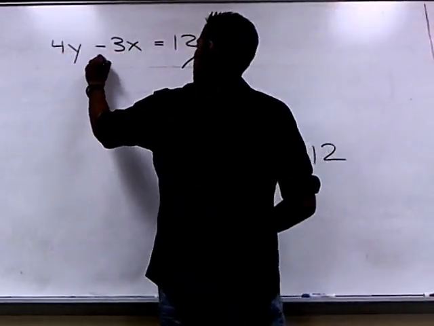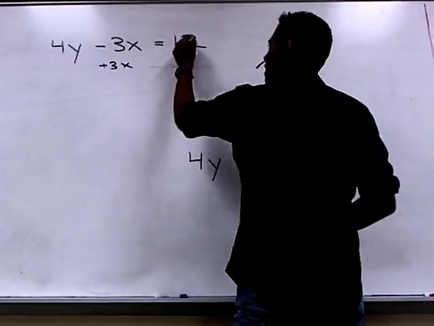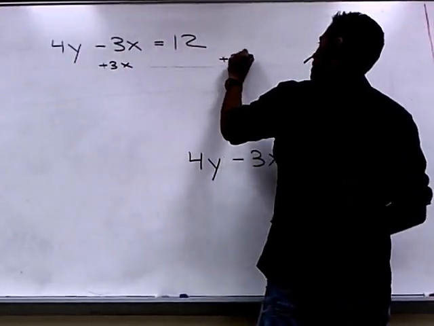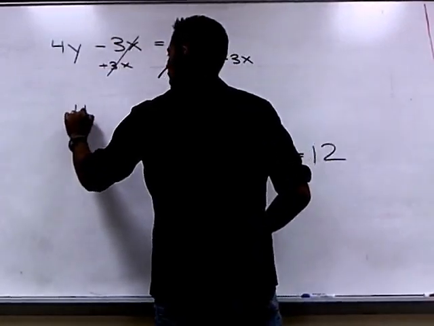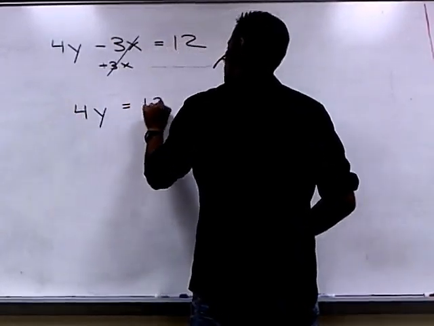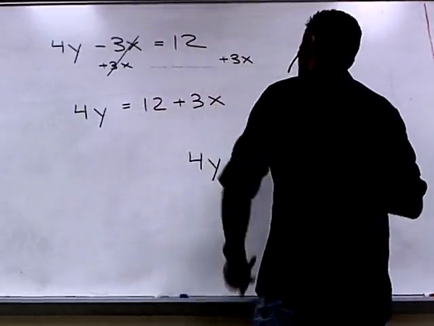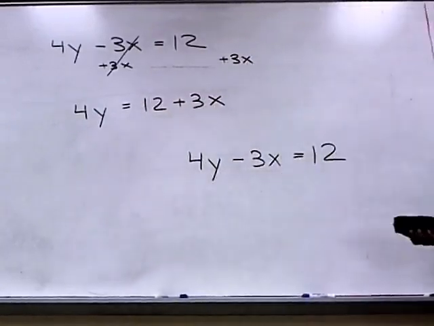We're going to move this over here by adding 3x on both sides. Now, technically, I'll write it down. We're adding 3x. Here, I can't add 3x to 12 because they're not like terms. These cancel out. I get 4y equals 12 plus 3x. Is that correct to write it that way?